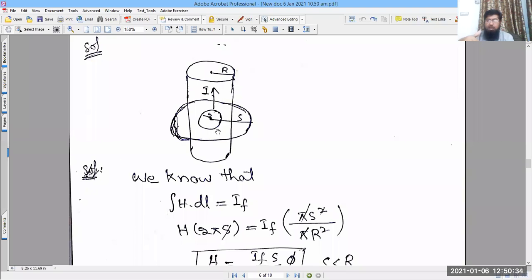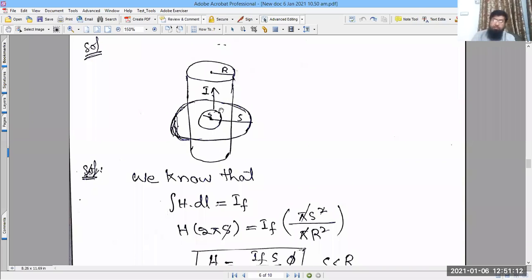Now how much current is flowing inside this circle can be obtained from the total current multiplied by the ratio of the area of this circle to the area of the total wire. The area of this circular region whose radius is s is pi s square, and the area of the total wire is pi r square. If we multiply this ratio of the areas with the total current, this gives you the current enclosed within this small circle.